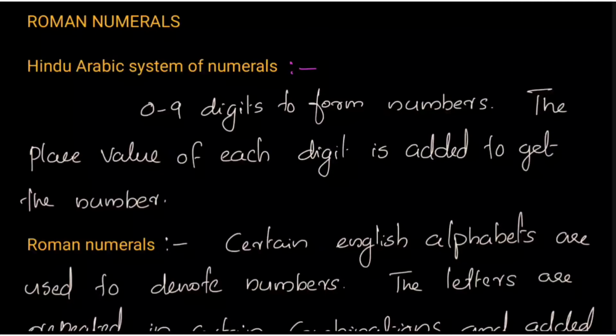The counting numbers we naturally use are the Hindu-Arabic system of numerals, in which we use the digits 0 to 9 to form the numbers. A number greater than 9 is formed by a combination of these digits, and the place value of each digit is added to get the number.